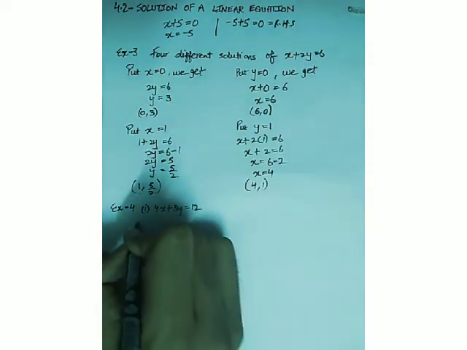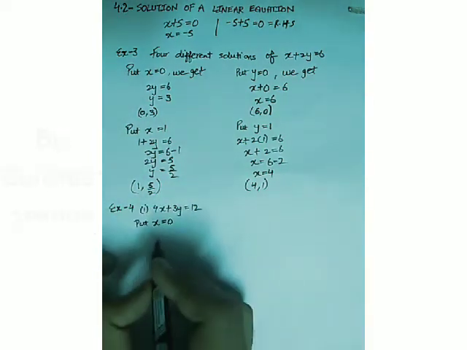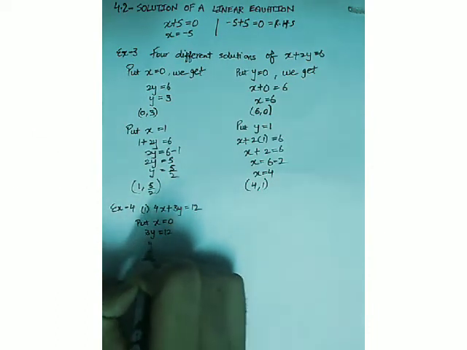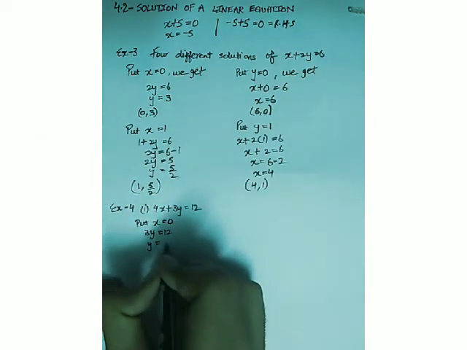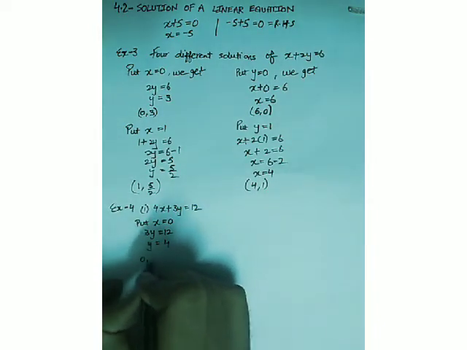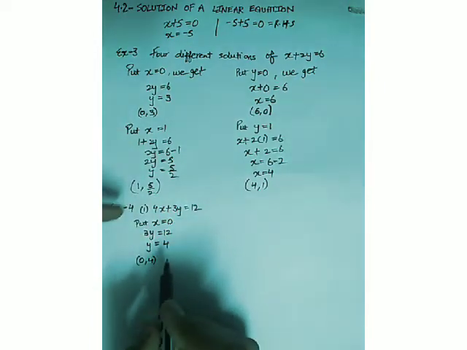Clear? Now firstly put x is equal to 0. You will get 0 plus 3y is equal to 12, or simply 3y is equal to 12. So y is equal to 12 upon 3, that is 4. Your first set will be (0, 4). Clear? And we have to find only 2 solutions, not 4.